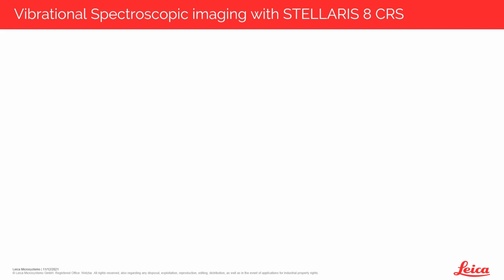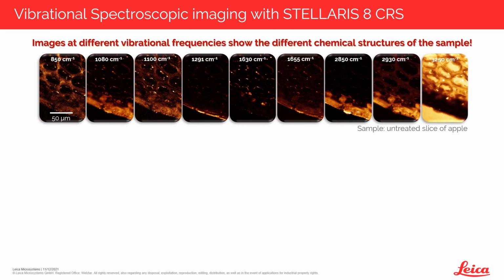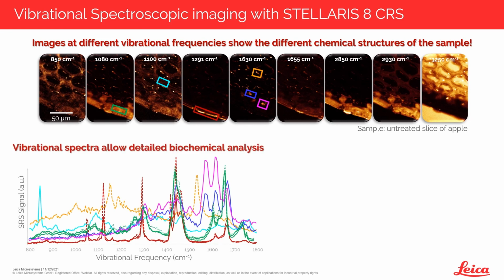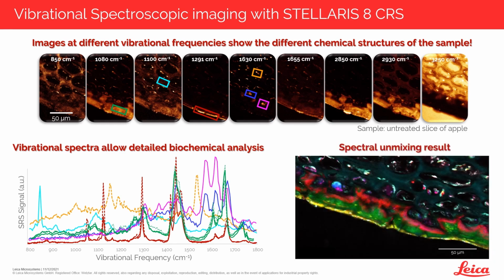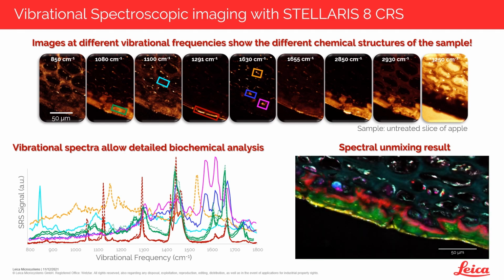Coherent Raman scattering can be used to perform vibrational spectroscopic imaging. By tuning the frequency difference between the pump and the Stokes beams, a wide range of vibrational frequencies can be addressed sequentially. We take an image at each vibrational frequency, and in this way we build up a so-called hyperspectral image cube. An entire vibrational spectrum becomes available at each image pixel, and this can serve as a basis for a very detailed biochemical analysis. These spectra can also allow for powerful spectral unmixing algorithms that can provide quantitative spatial concentration maps of the major molecular species that are present in the sample.